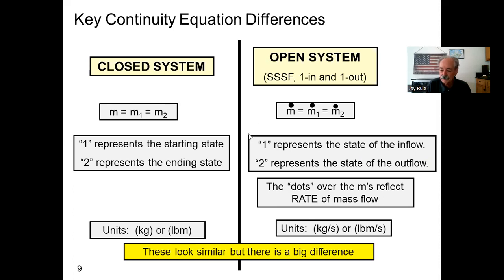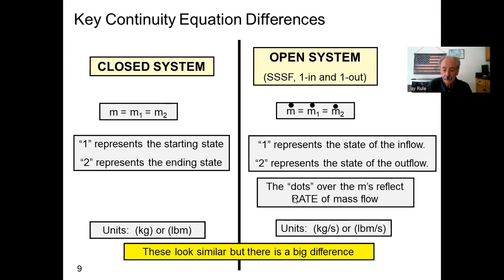Let's look at the difference. Looks a little similar, but definitely different for an open system with steady state, steady flow, one inlet, one outlet. M dot equals M dot 1 equals M dot 2. Recognize the dots. That's different. Recognize the subscript 1 represents the state of what's going into the control volume. The state 2 represents the state of what's going out of the control volume. The process occurs at the open system boundary.